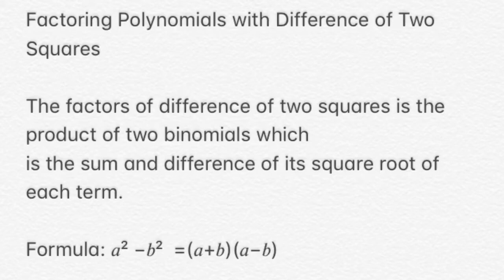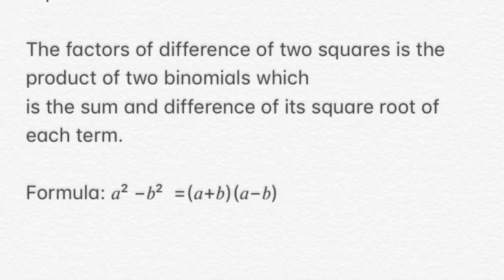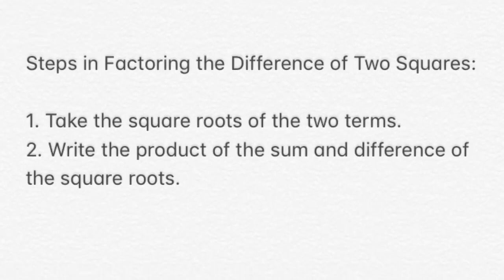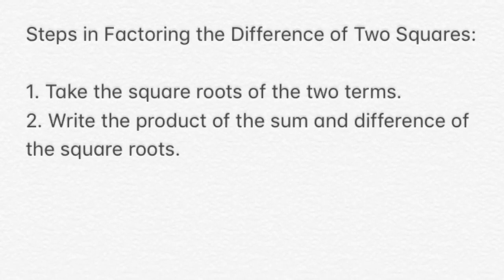So what you're going to do here is extract the square roots of each term. The square root of a squared is a, the square root of b squared is b, and you're going to write the two as a sum and difference. Now let's have here the steps in factoring the difference of two squares. First, take the square roots of the two terms, and second, write the product of the sum and difference of the square roots.